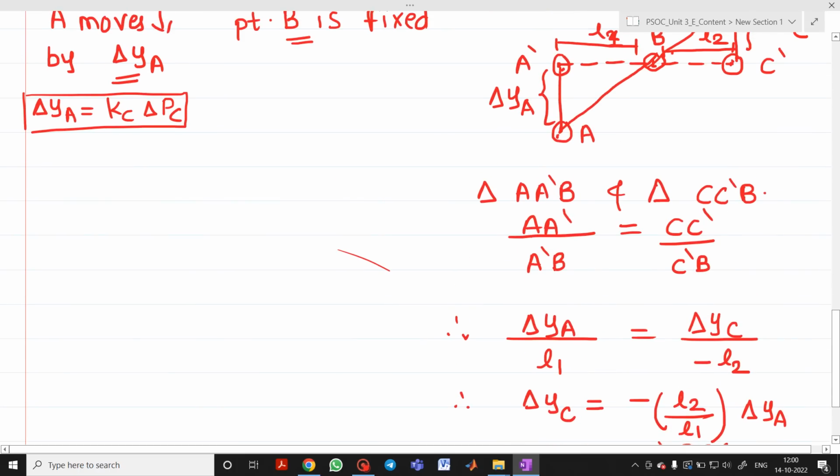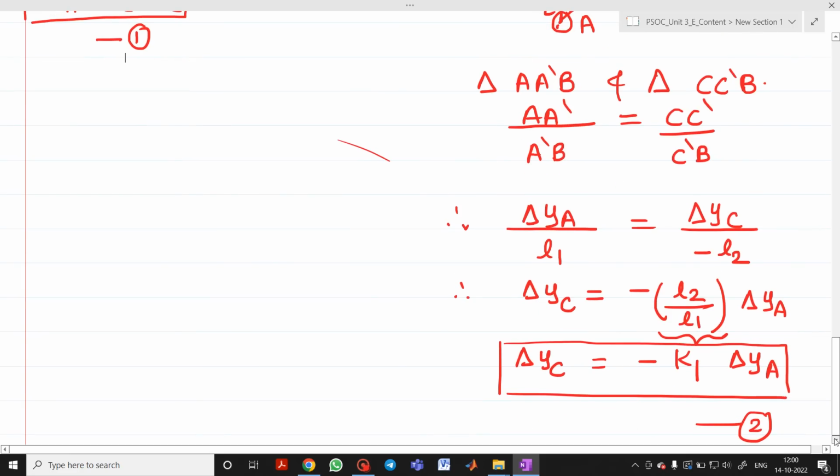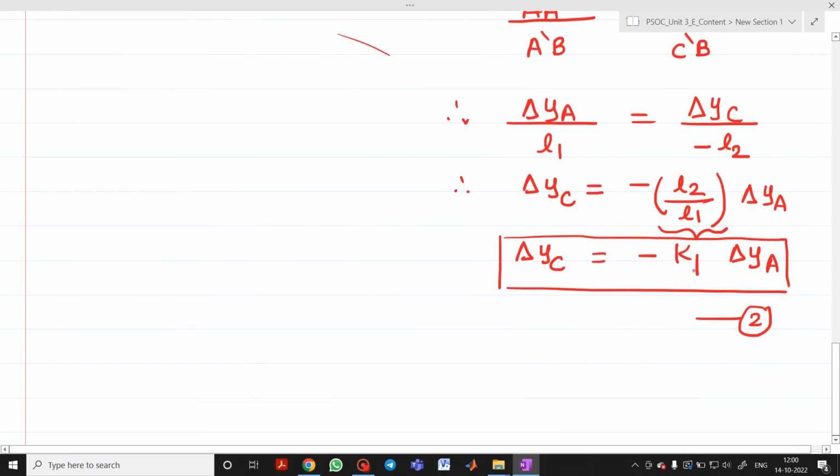Now, this is equation number 1 that we have already written: delta YA equals Kc into delta Pc. And this is equation number 2: delta YC will be equal to minus K1 into delta YA. So I will write it here from equation number 1 and equation number 2. How can I write? Delta YC will be equal to minus K1 as it is.